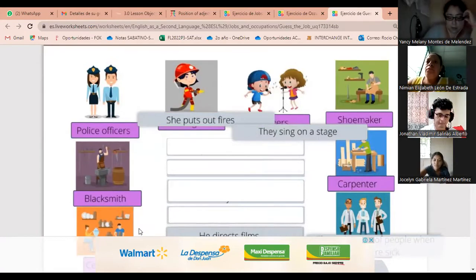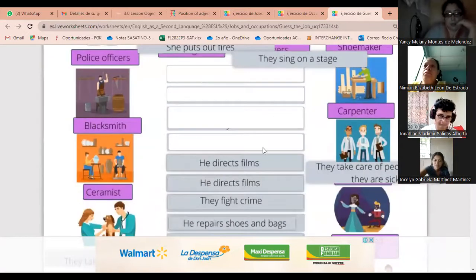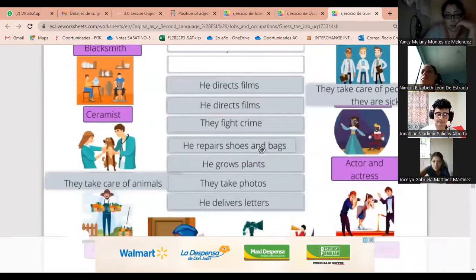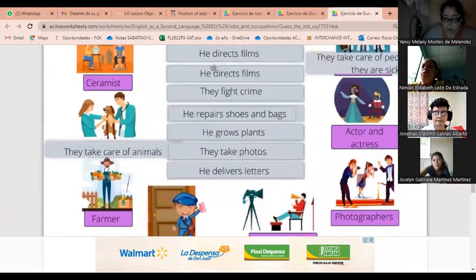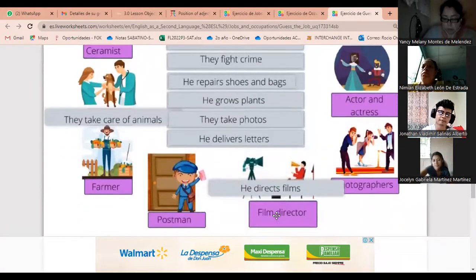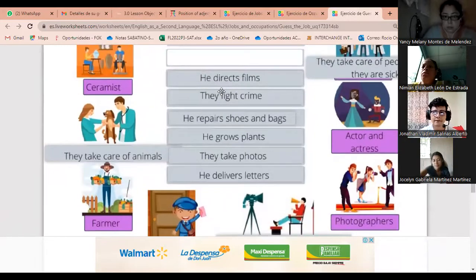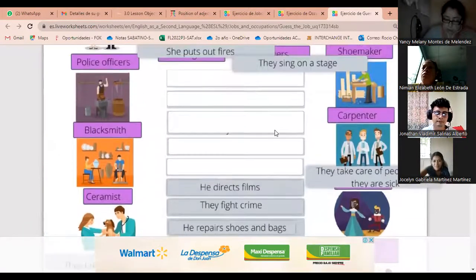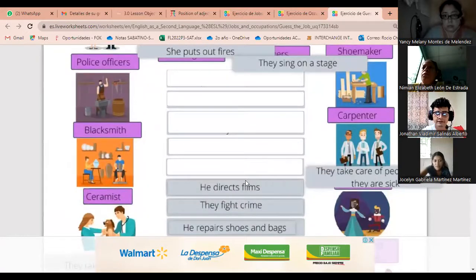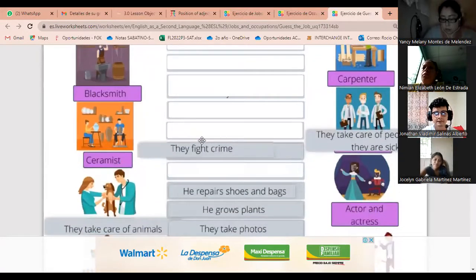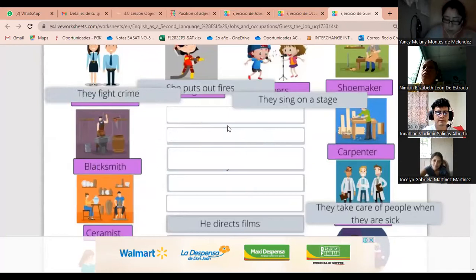Okay, next. He directs films. Actor or film director? Film director, exactly, because he directs films. They fight crime. Police officers. Officer? The police officers, they fight crime.